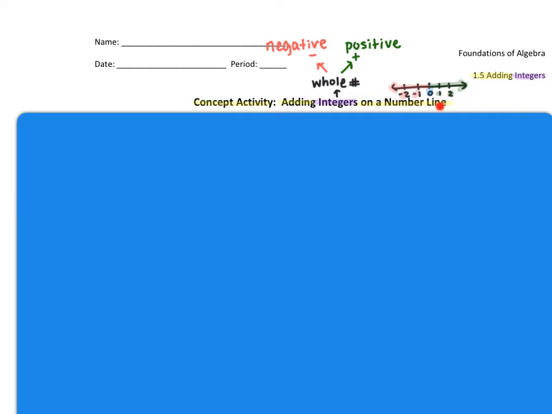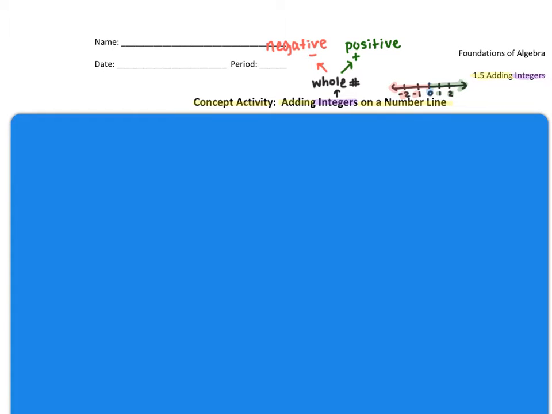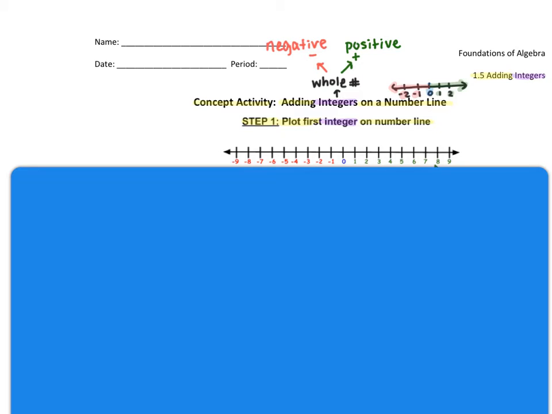And the number line is just a line that is numbered with the integers, negative numbers on the left of 0 and positive integers on the right of 0. So how are we going to use a number line to help us with understanding the concept of adding integers? Step 1 is to plot the first integer on the number line.